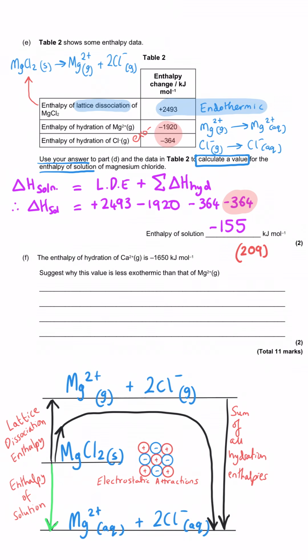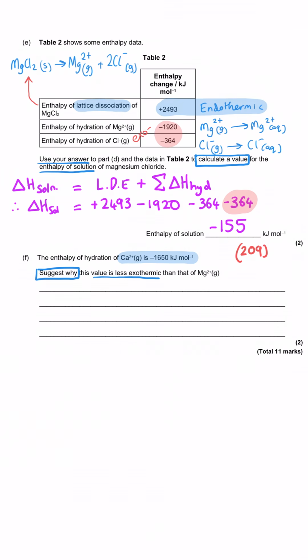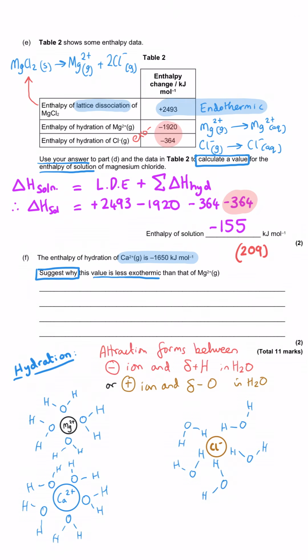In F, we're told that the enthalpy of hydration of calcium is minus 1650. We're being asked to suggest why this value is less exothermic than magnesium has for its enthalpy of hydration. And so we're comparing calcium to magnesium. And so when an ion is hydrated, what happens is an attraction forms between the ion and either the hydrogen of the water or the oxygen of the water. Now, since magnesium and calcium are both positive ions, it's an attraction to the electron-rich oxygen in the water.